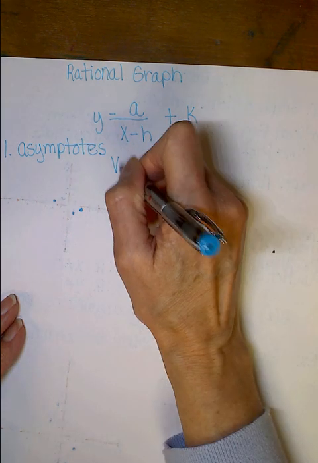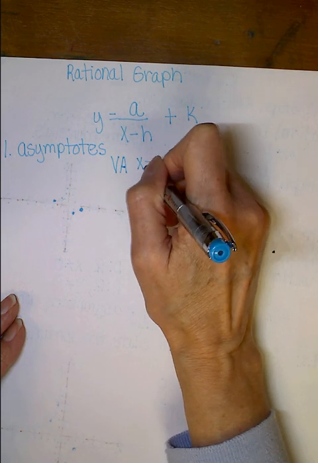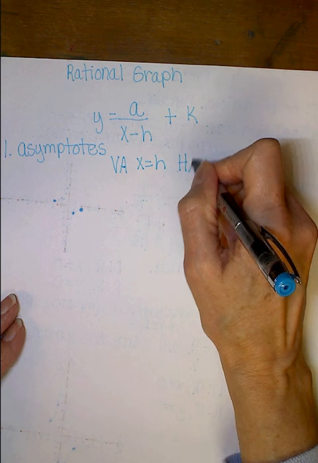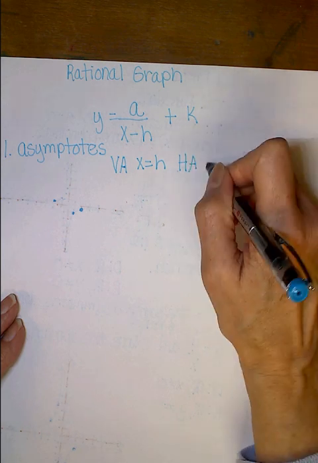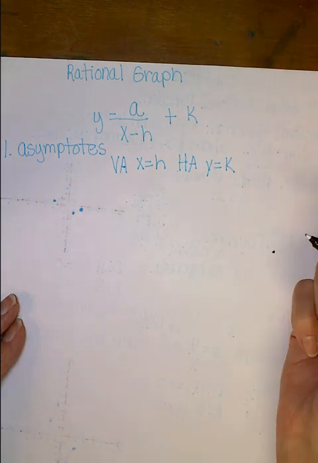I use VA to represent vertical asymptote. It would be x equals h, so this number right here, and then HA as a shortcut for horizontal asymptote would be y equals k, whatever number is right there.